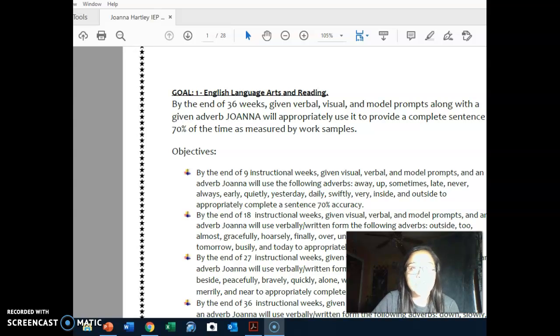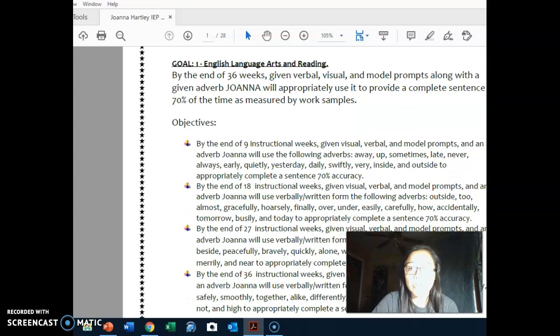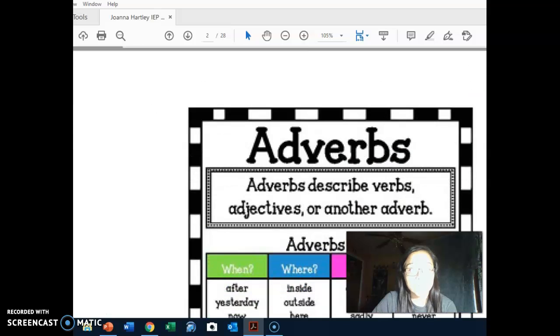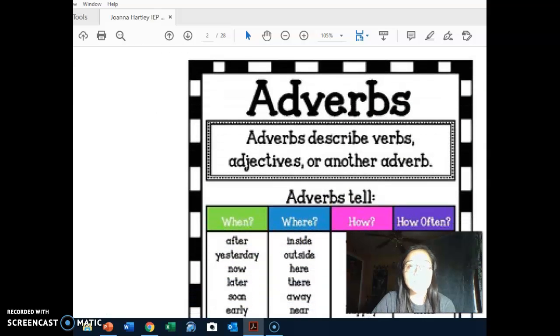Okay, hi Joanna. So today we're going to be doing IEP goals. What we're going to be doing with the IEP goals is we're going to be doing goal number 1. With goal number 1, we are going to be reviewing adverbs. So let's go ahead and review adverbs.